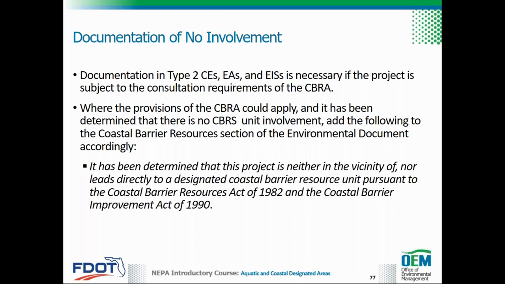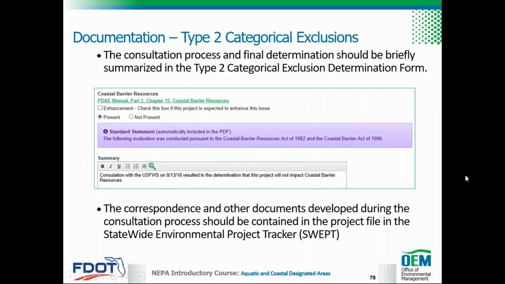It has been determined that this project is neither in the vicinity of nor leads directly to a designated coastal barrier resource unit pursuant to the Coastal Barrier Resources Act of 1982 and the Coastal Barrier Resource Improvement Act of 1990. For Type 2 CEs, the consultation process and final determination should be briefly summarized in the Type 2 CE form, as appropriate based on the outcome of the consultation.